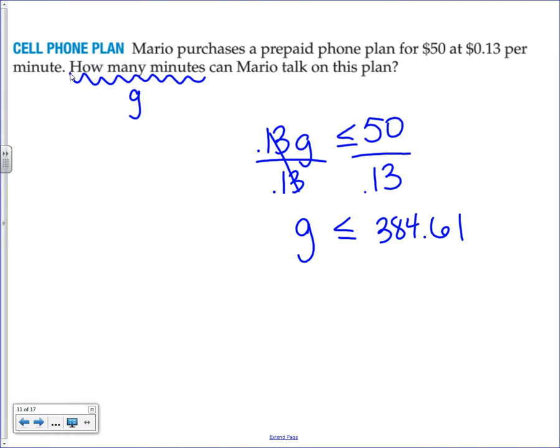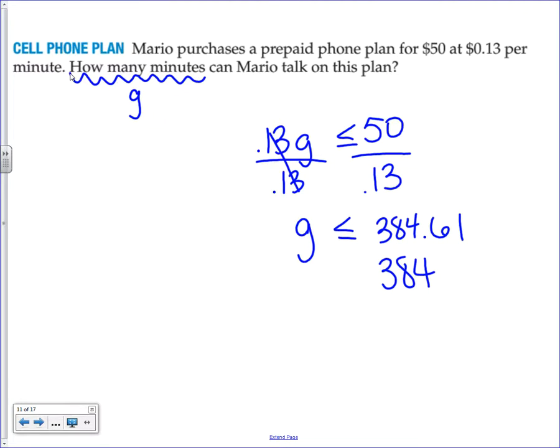Do I have enough money to round this up to 385, or does it need to come down to 384? Then you didn't put the decimal point in. What was your answer to me, Gage? 385. Do I have enough money for 385? I don't.